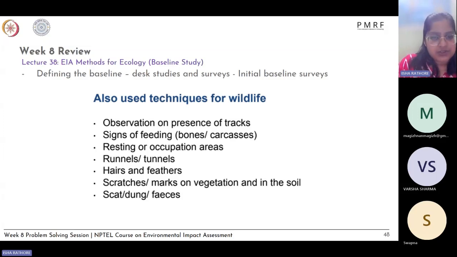Whether there are resting or occupation areas, if you have a water body or a water area, whether different species are going to come and drink from that natural water body, before any intervention has happened. Whether there are tunnels, whether there are hairs and feathers of different species which can be found on the site, scratches, marks on vegetation and in the soil, scat, dung, or feces. So if you find any of these, they are also indicators of the presence of wildlife and different species. So field experts can then do an analysis on what species and how many they can predict.